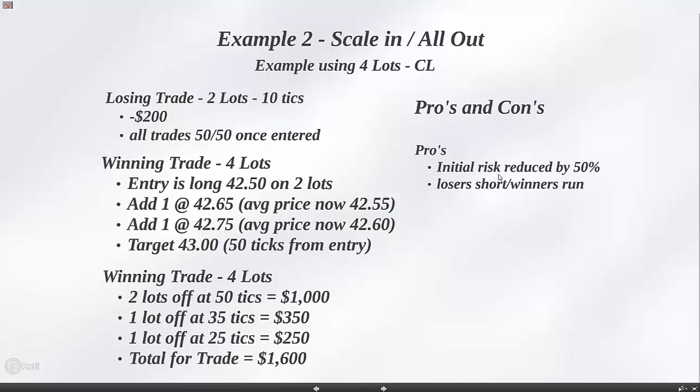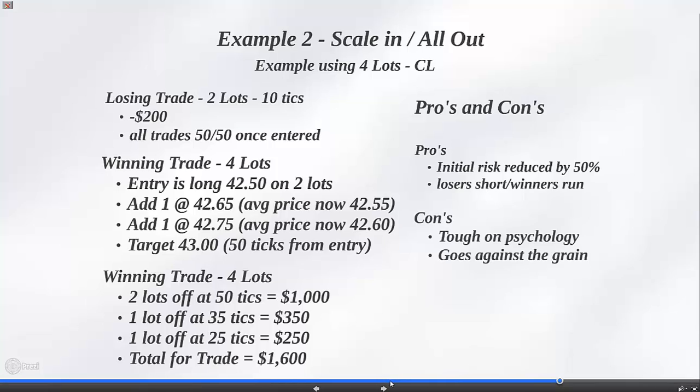The pros is your initial risk on a 4 lot that you planned on trading is reduced by 50%, right? And your losers, you cut short and you let your winners run, right? Those are the pros. Here are the cons, and this is a big one. It's not to be minimized, because it is a major con. It is hard on your psychology, and it goes against the grain from anything else that you will see going on out there. You see what I'm saying? This is hard on your psychology.